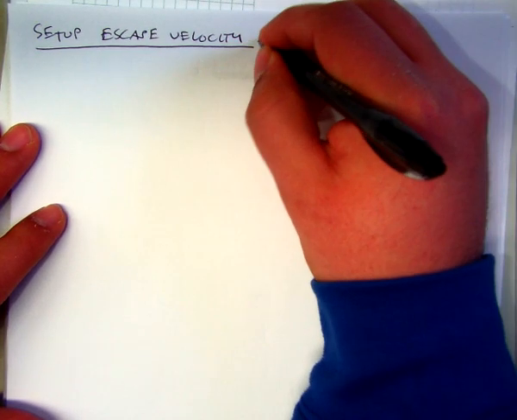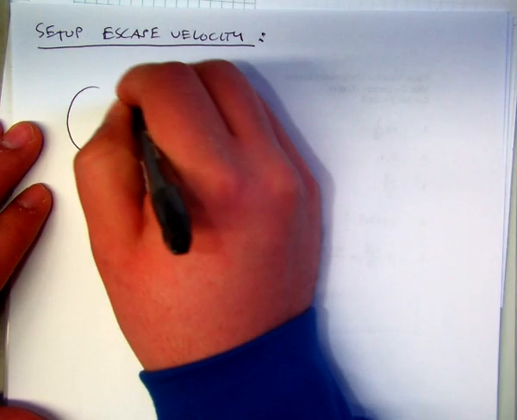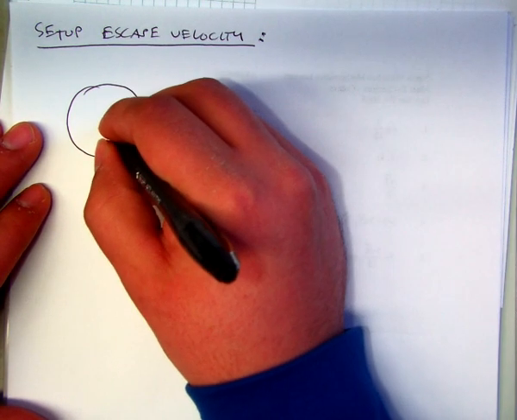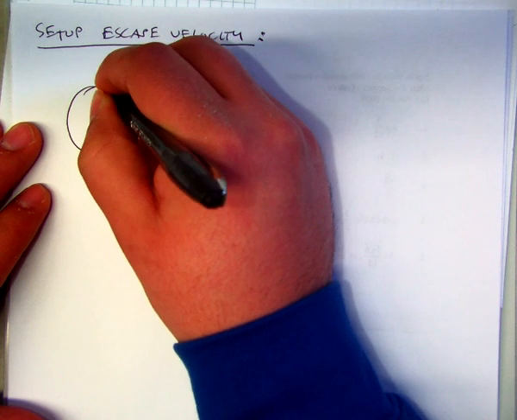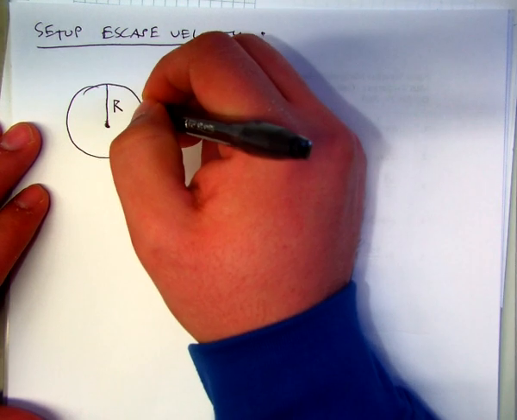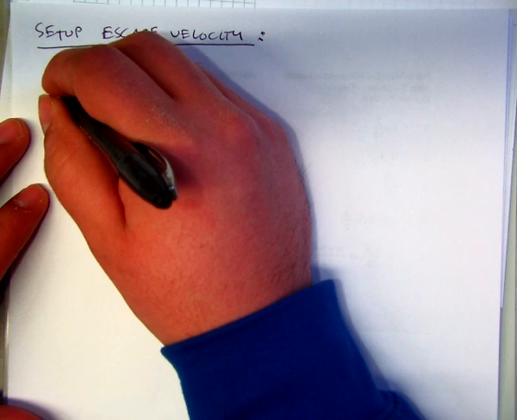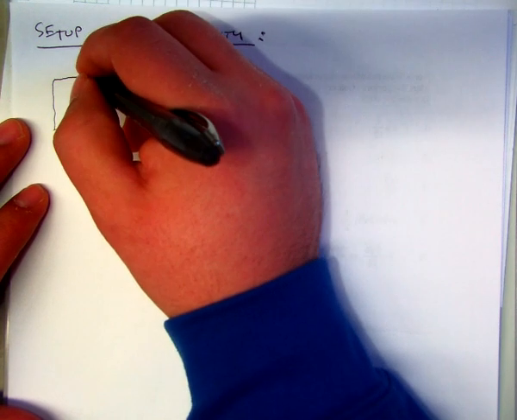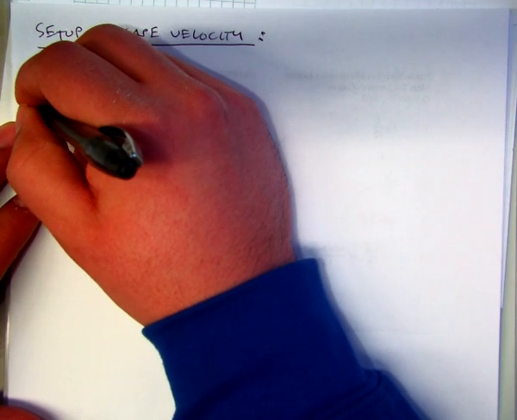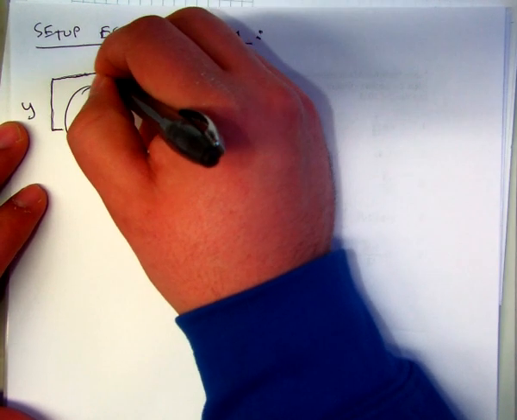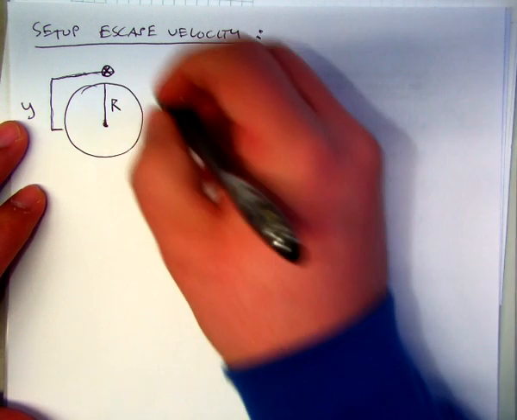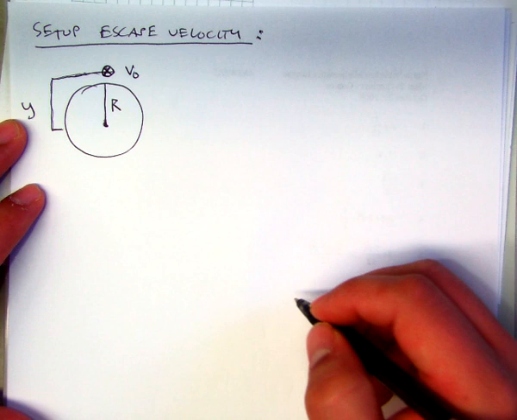So maybe we have a rocket. Let's say this is the Earth. Let's say the radius of the Earth is capital R. Let's say the rocket is close to the Earth, but a little bit out there. Let's say that that's Y. And here it is a little bit above the Earth. And right here we have some initial velocity.